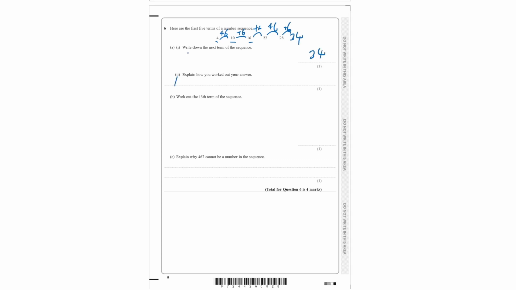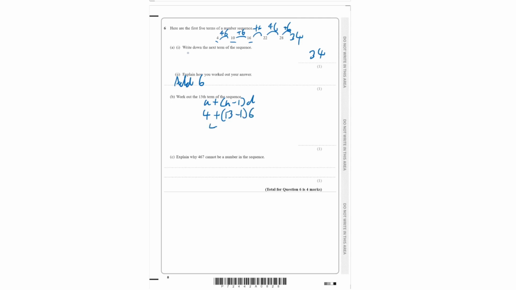Explain how you worked out your answer. We add 6. Work out the 13th term of this sequence. The formula for finding the nth term of a sequence is simply a plus n minus 1 d. Now, what does this mean? A is the first term of the sequence, which is 4, and n is the term we're trying to find, so 13 minus 1 times d, which is the difference we found to be 6.